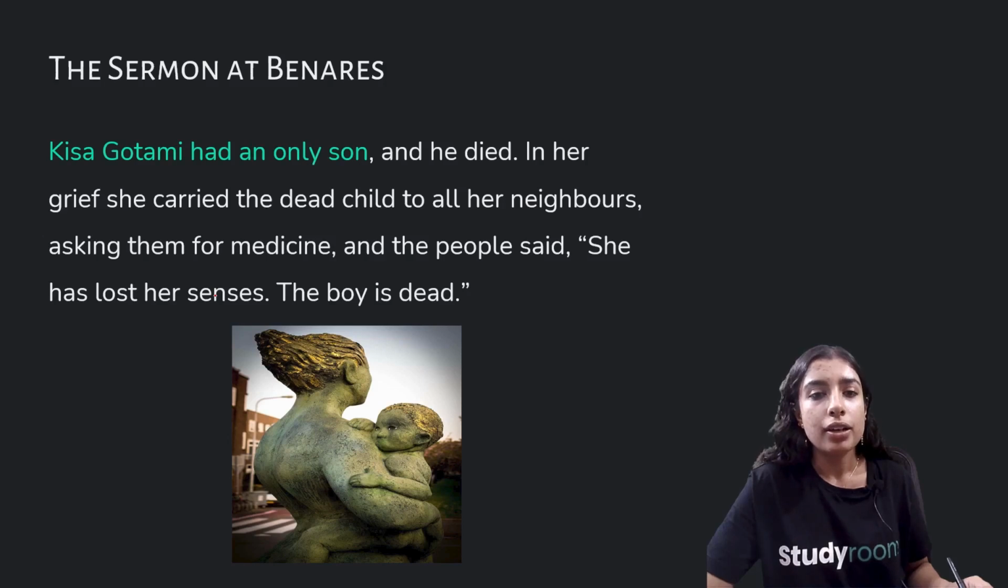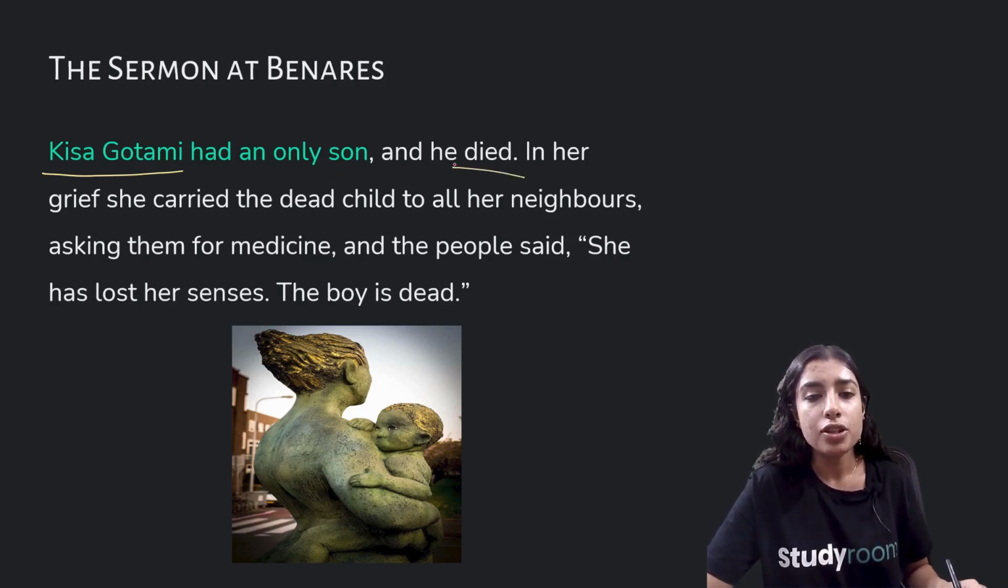Kisa Gautami had an only son and he died. In her grief, she carried the dead child to all her neighbors, asking them for medicine, and the people said, "She has lost her senses. The boy is dead." So here we are talking about a mother who is known as Kisa Gautami, and she had an only son who died.